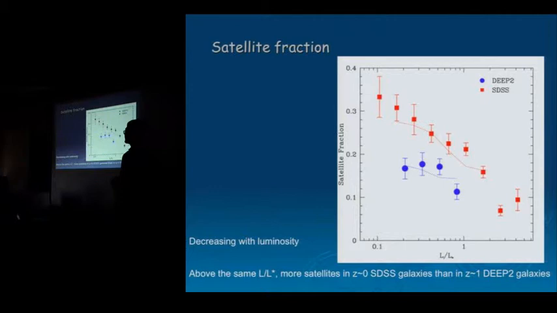This is just an example. That's for the whole population. You can think of it this way: if I want to choose a 10 L star galaxy randomly from the sky, you have a 10% chance to get it as a satellite rather than central.